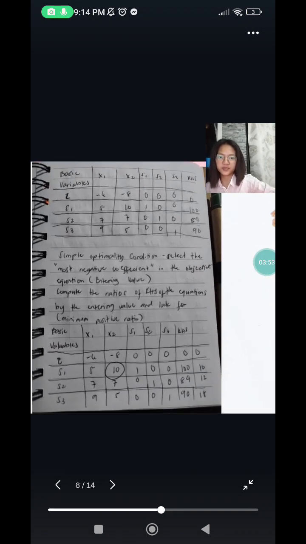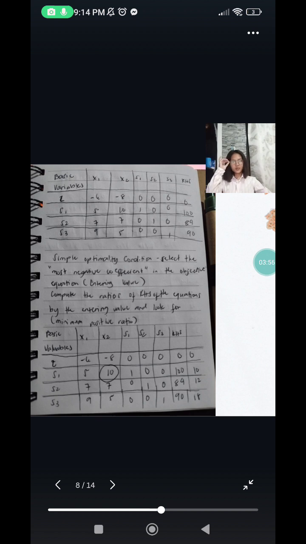Here, we already arranged the data and their corresponding variables. Next, we will solve and find the entering value and the leaving value. To find the entering variable, we need to select the most negative coefficient. Obviously, our most negative coefficient is negative 8, from x sub 2. After that, we compute the ratio of the RHS of the equations by the entering value and look for the minimum ratio.